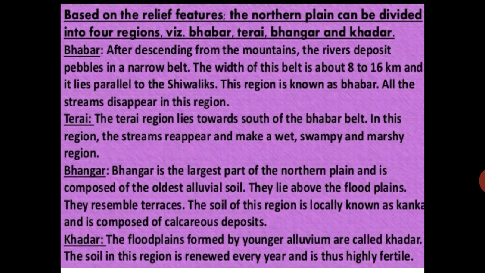These lie above the flood plains. Now see, a flood plain is that part of the river where the flood is coming. When the flood is coming, both sides the river extends and up to the end level it is depositing the soil. But after the flood, the river again becomes narrow, and in the extended portion the river has deposited alluvial soil. Whenever the flood is coming, this procedure is going on, so again and again that part is getting new alluvial soil.